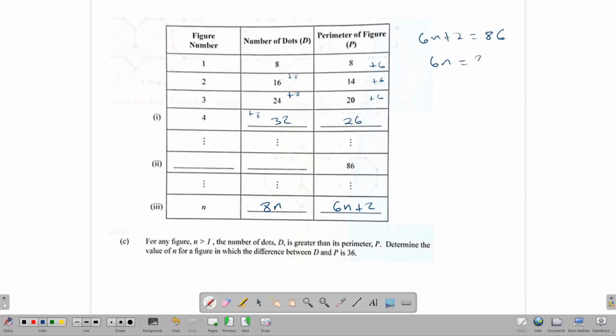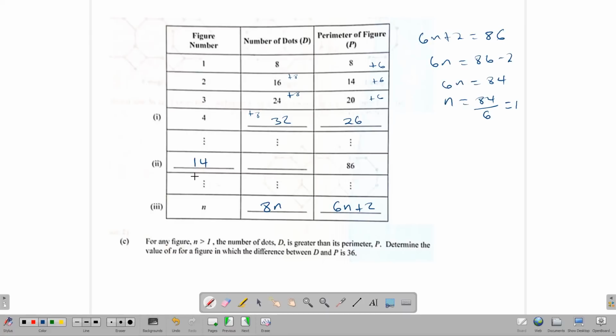So 6n is equal to 86. Take away 2. 6n is equal to 84. And then we can say n is equal to 84 divided by 6. And that gives us the answer we're looking for, which would be 6 into 8 is 1, and 6 into 24 goes 4. So that's 14. So here, the figure number would be 14.